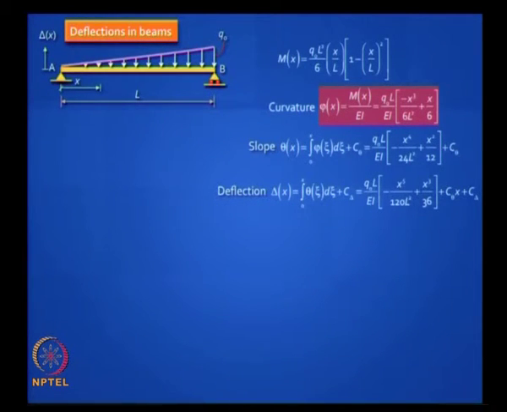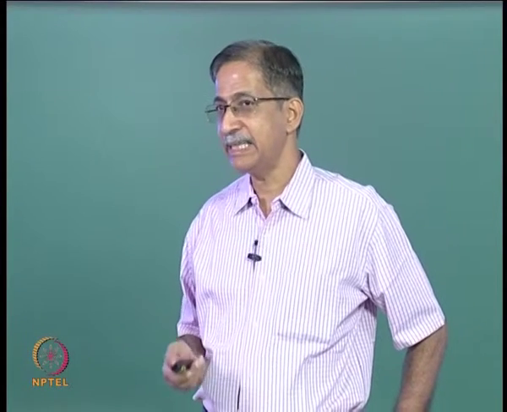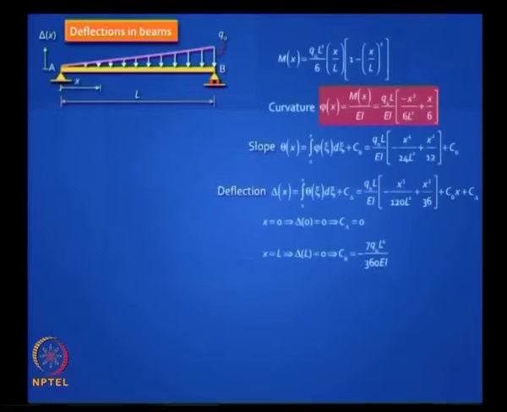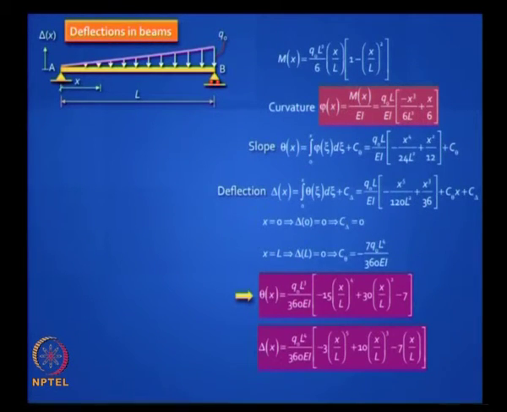How do you solve for those constants? One at a time, yes. Apply boundary conditions, in this case kinematic boundary conditions. So at x equal to 0 the deflection is 0, so C delta is 0. At x equal to L the deflection is also 0, so you get the second constant C theta. Plug it back into both the equations and you have got the two equations.